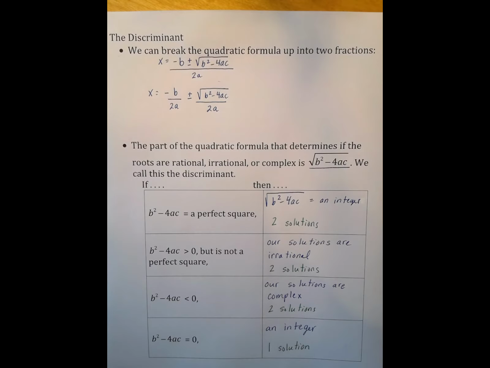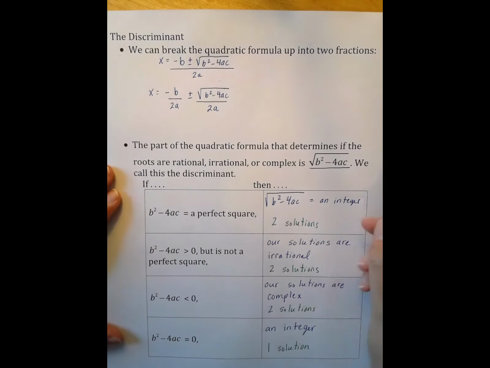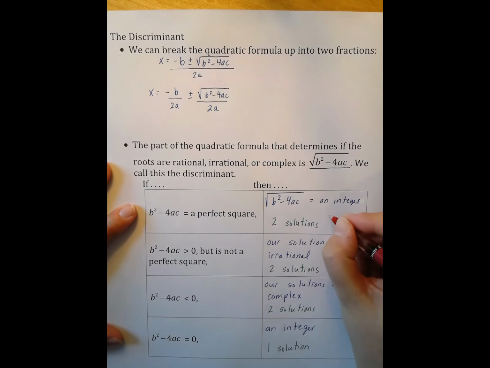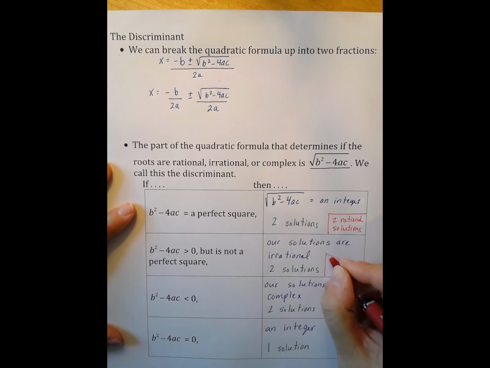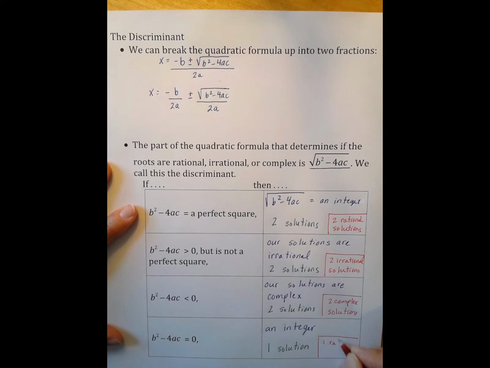What that actually then tells us, I should have had a third column here, but that's okay, we'll just write it in here, is that the solutions to the actual quadratic are going to be two rational solutions, two irrational solutions, two complex solutions, and one rational solution.